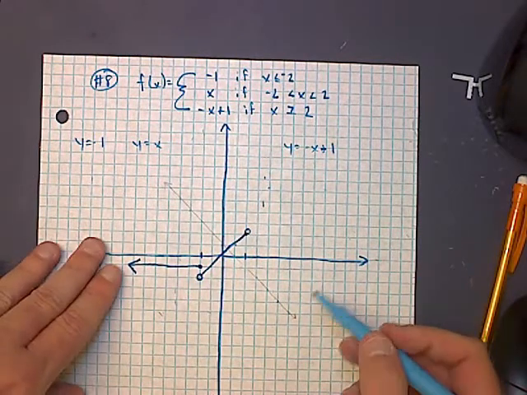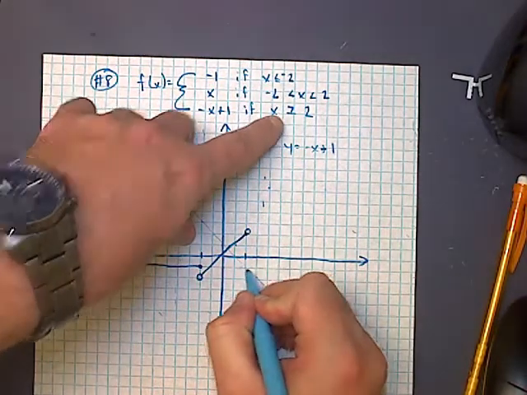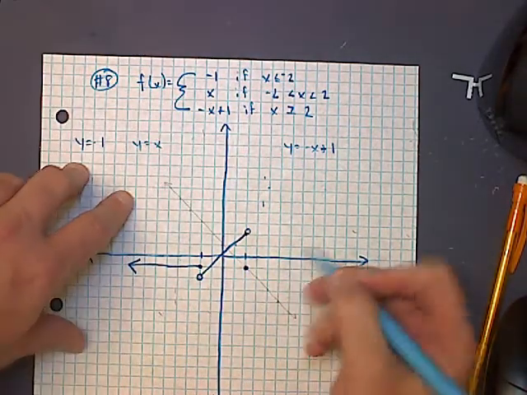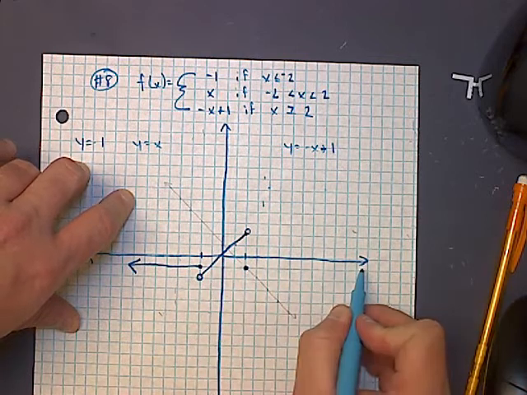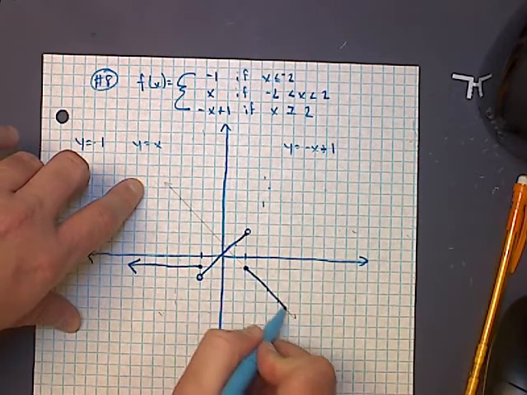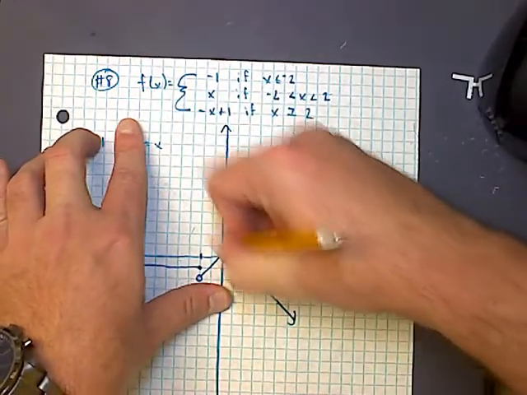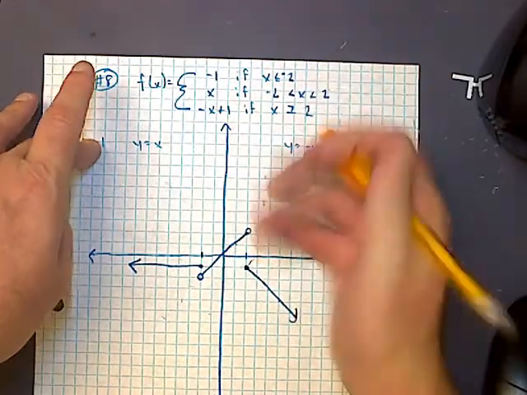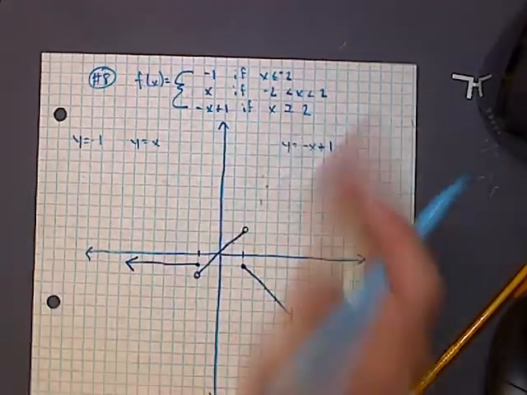Now I'm going to go to the third function, negative x plus 1, go down. It's greater than or equal to, so it will be closed. For the x values greater than or equal to, that's over here. This is the part of the function that goes with these x values, so I would erase this part. Okay. Now let's do domain and range.